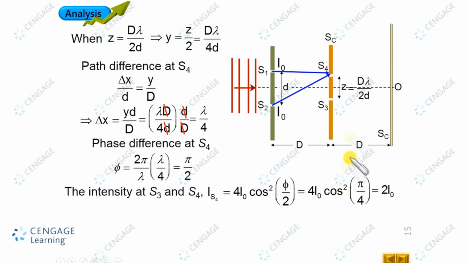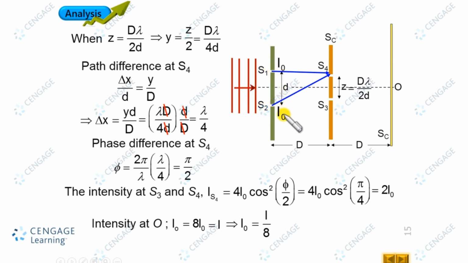That means the intensity at this position and this position is 2 I naught and 2 I naught. That means the intensity at point O should be equal to 8 I naught. This is 4 multiplied by 2 I naught, so this is 8 I naught. But it is given the intensity at this point is equal to capital I. That means 8 I naught equals capital I, so I naught equals capital I by 8. So here we got the intensity of the light coming out from the slit S1 or S2.